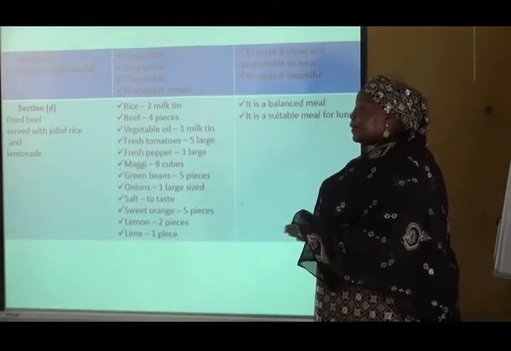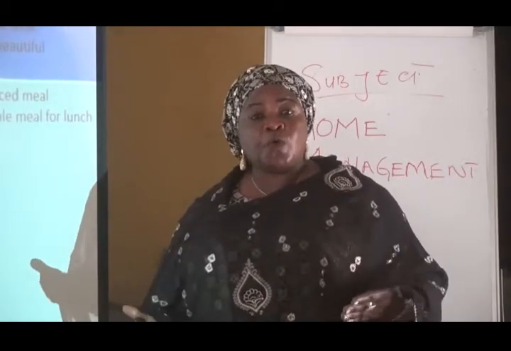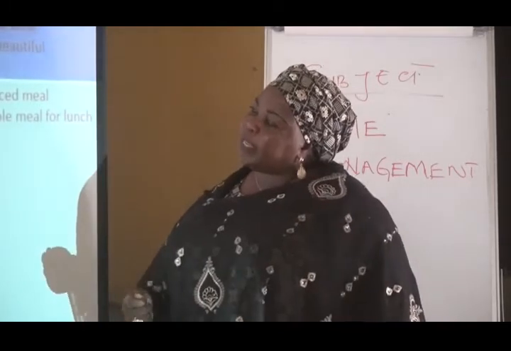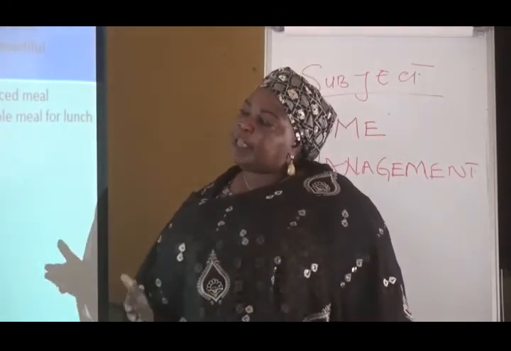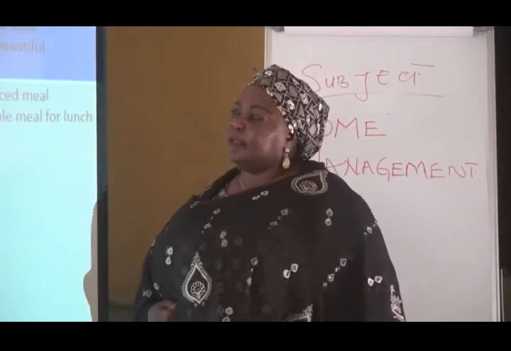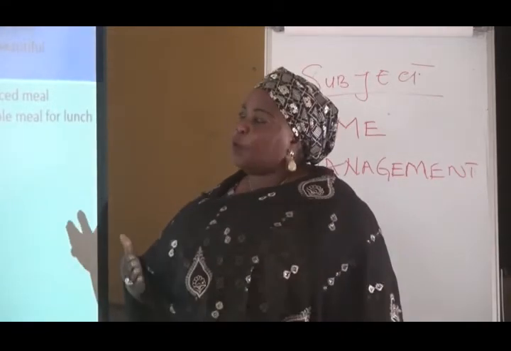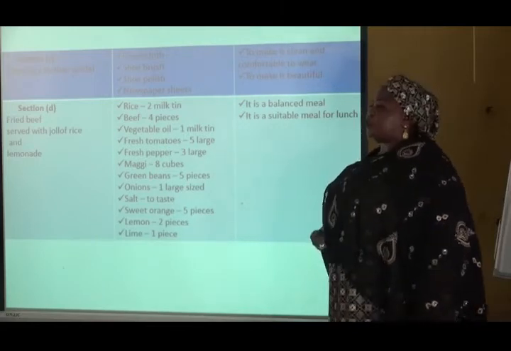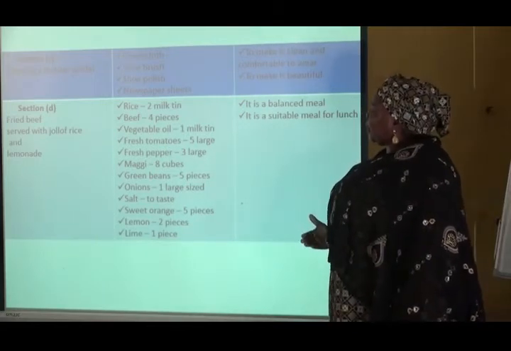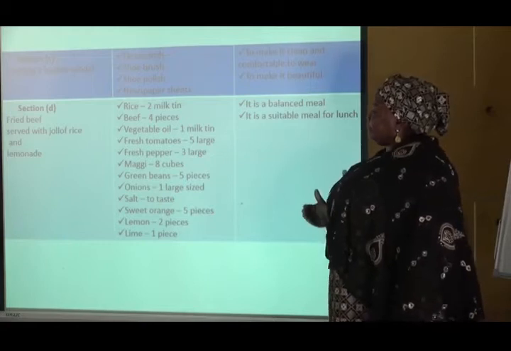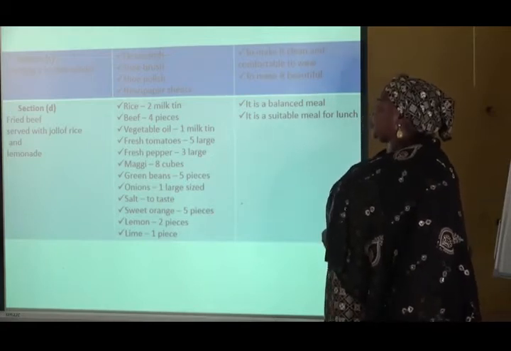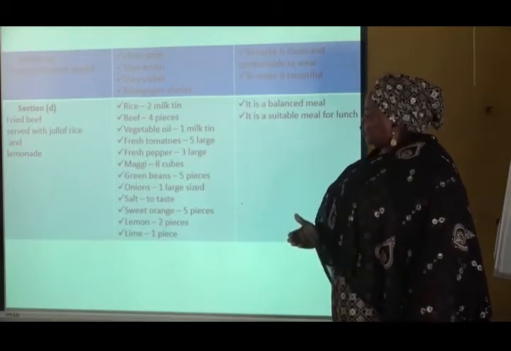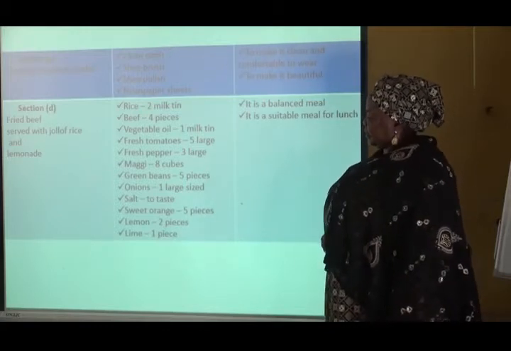But will 1 bag be used to cook for just my friend? No. Now, 2 milk tins. Beef, 4 pieces. Vegetable oil, 1 milk tin. Fresh tomatoes, 5 large ones. Fresh pepper, 3 large. Maggi, 8 cubes. Green beans, 5 pieces. Onions, 1 large sized.